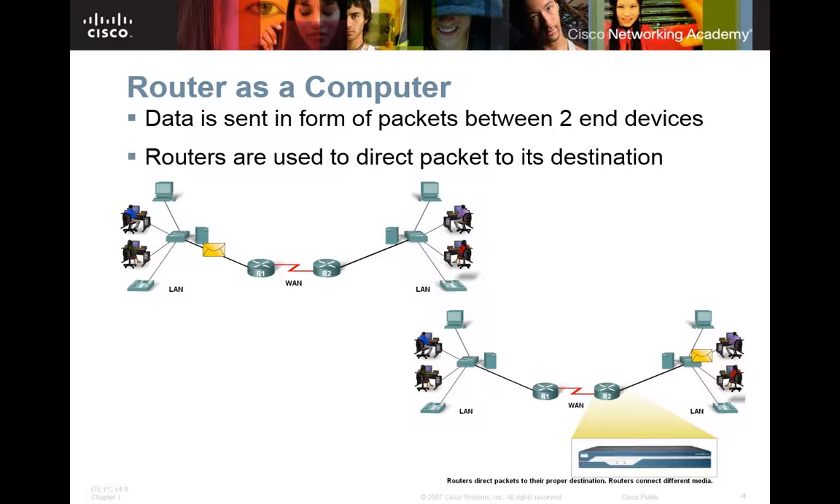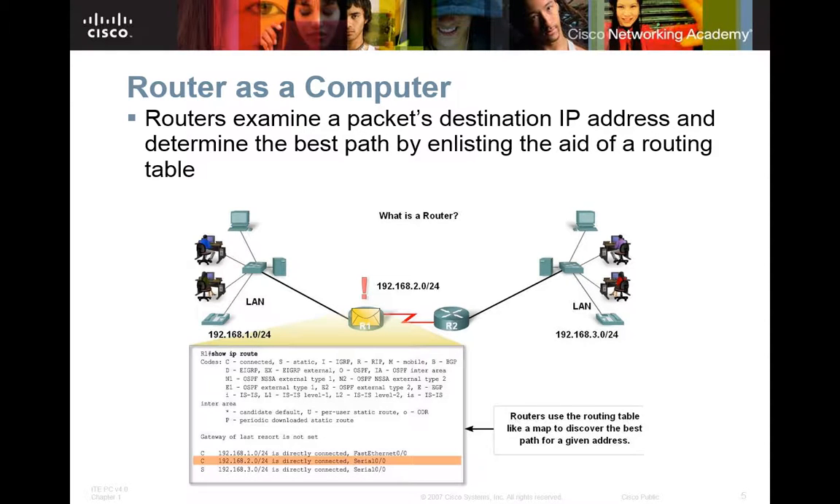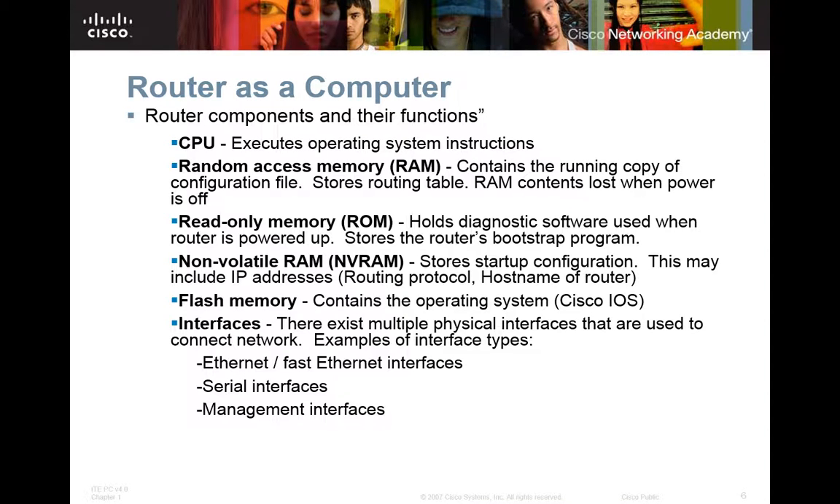Data is sent in the form of packets between two end devices. There are multiple segments that it can go through. All the router does is read the header information to determine which segment that packet needs to go to. It looks at the packet's destination IP address to determine the best path. Remember, you may have more than one path to that destination. It's going to determine which path is going to be the quickest and best for that packet to go.